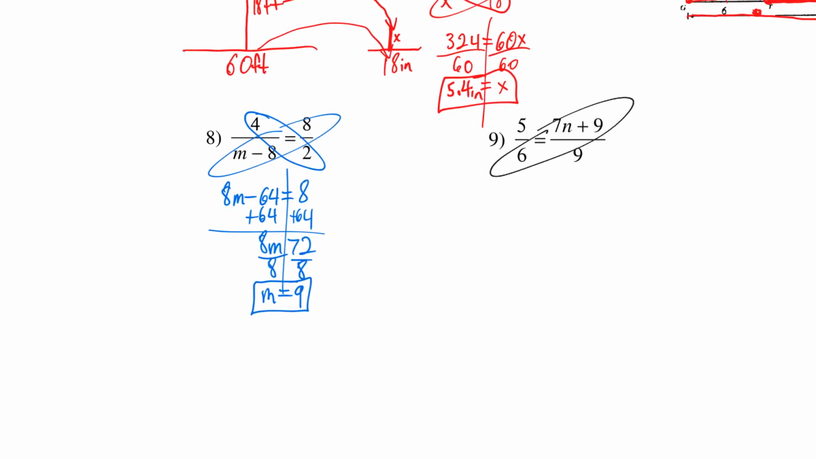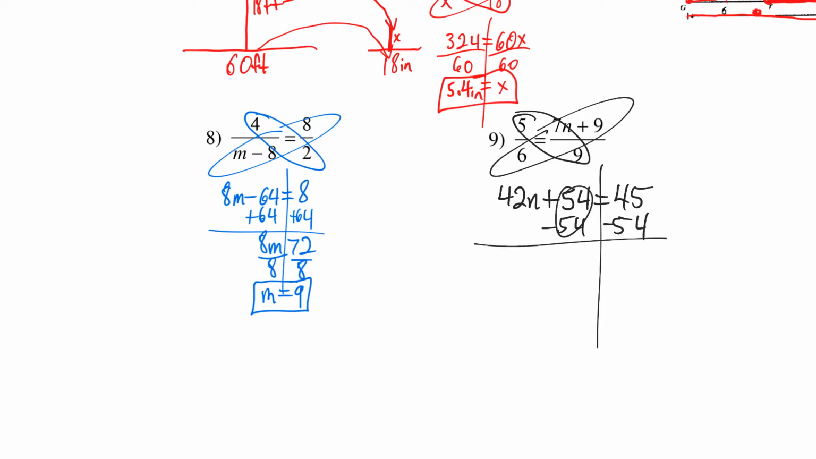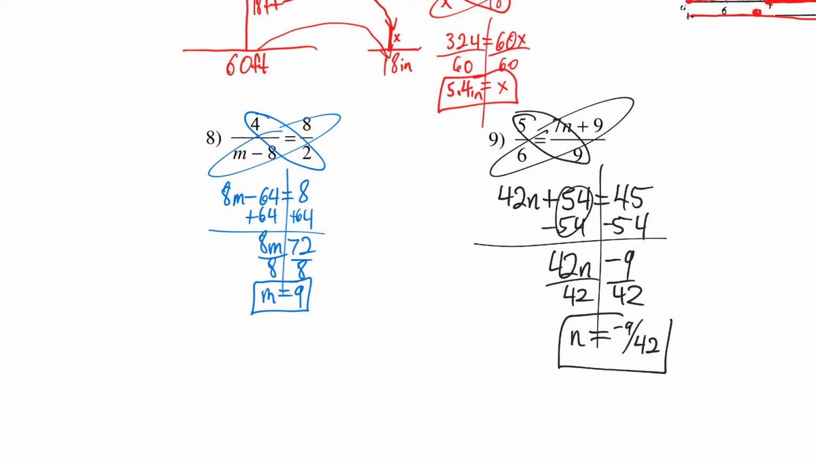Okay, number 9. What is 6 times 7n plus 9? Okay, 42n plus 54. And then 5 times 9 is 45. All right, so we subtract 54 from both sides. So that gives you negative 9 divided by 42. I'm just going to leave it as a fraction, negative 9 over 42.